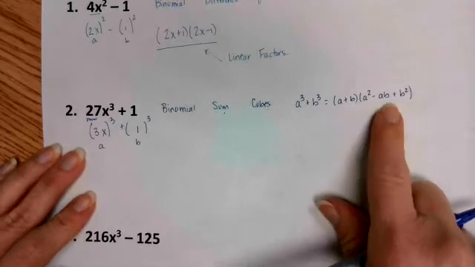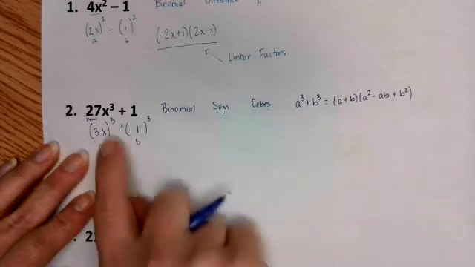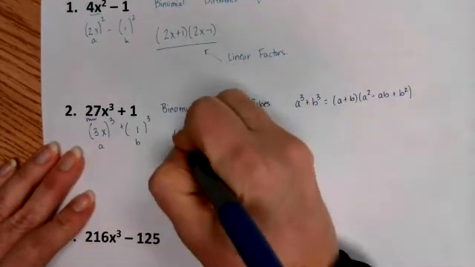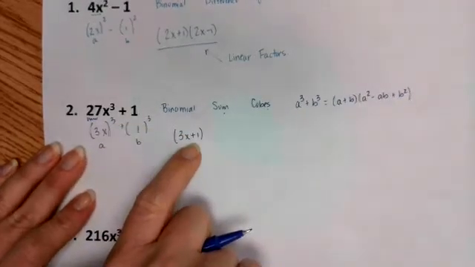Okay, so there's a small one and a big one. The small one mirrors the original without the cubes. So that's the 3x and the 1 without the cubes. So my small one is 3x plus 1. If my original is a plus, then the small one is a plus.